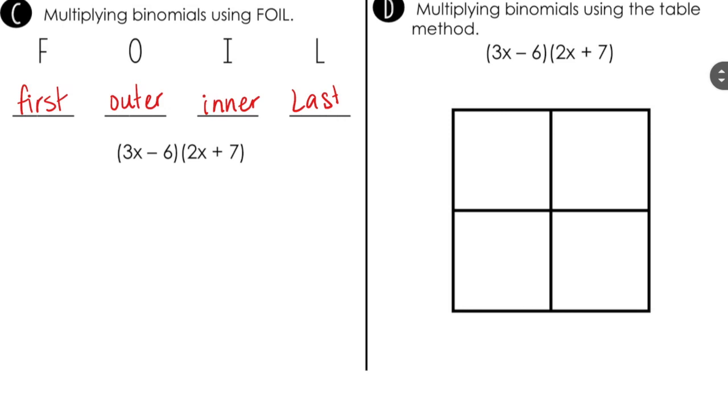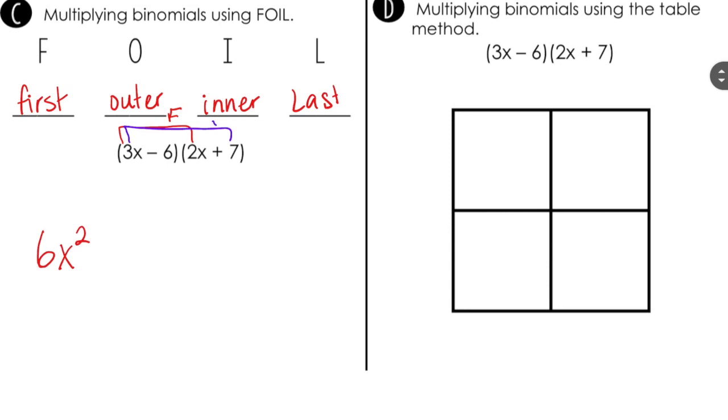So we're going to multiply this polynomial here, 3x minus 6, and then 2x plus 7. So we're going to start out with the first term. So we're just starting out with the numbers that appear first in both sets of parentheses. So that's my first. So 3x times 2x is 6x squared. Then we're going to do the outer parts.